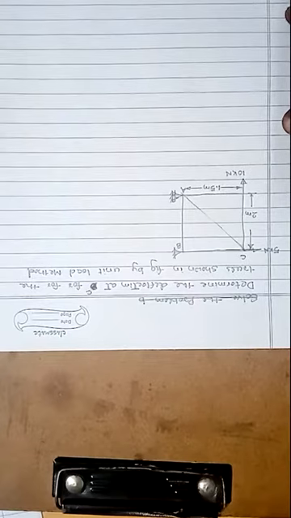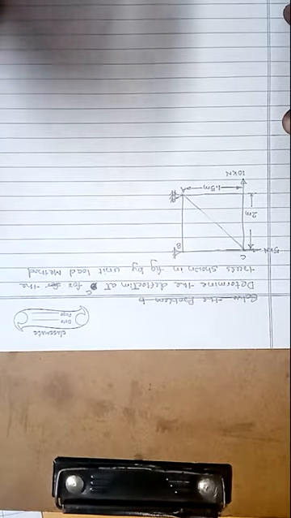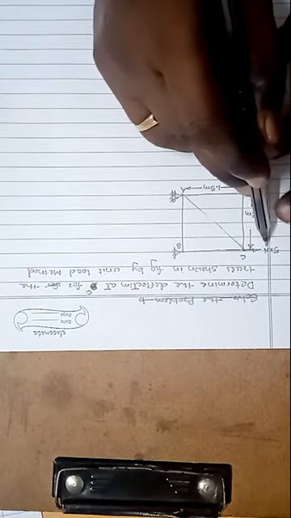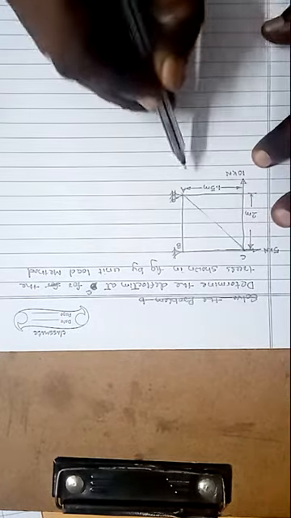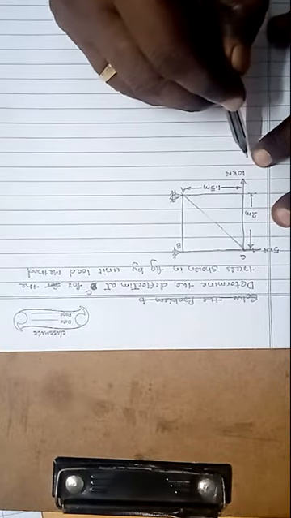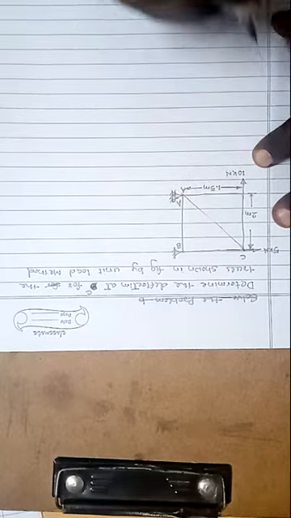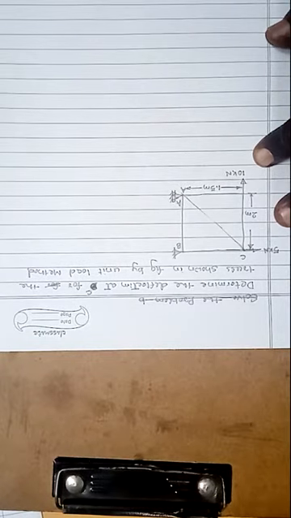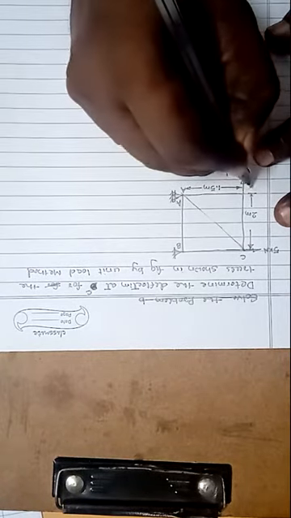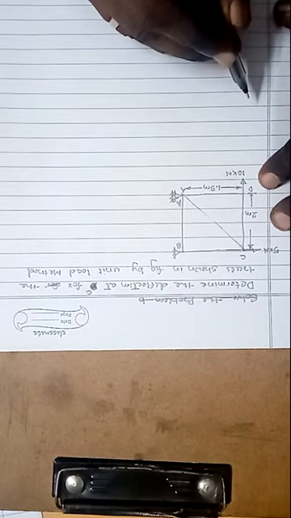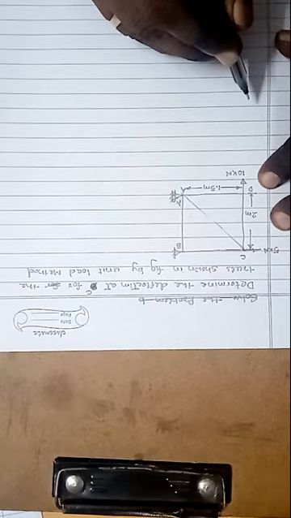For the truss shown in the figure, it is subjected to a point load of 5 kN at C and a 10 kN load at point A. Then this one is point D. Here we have to calculate the horizontal deflection at C by the unit load method.